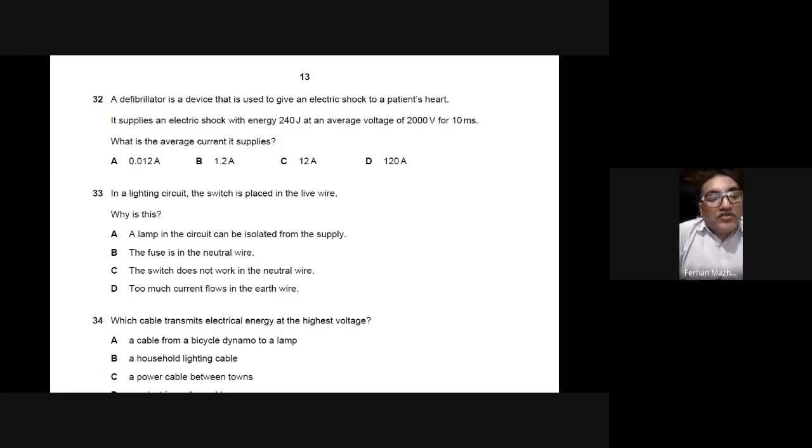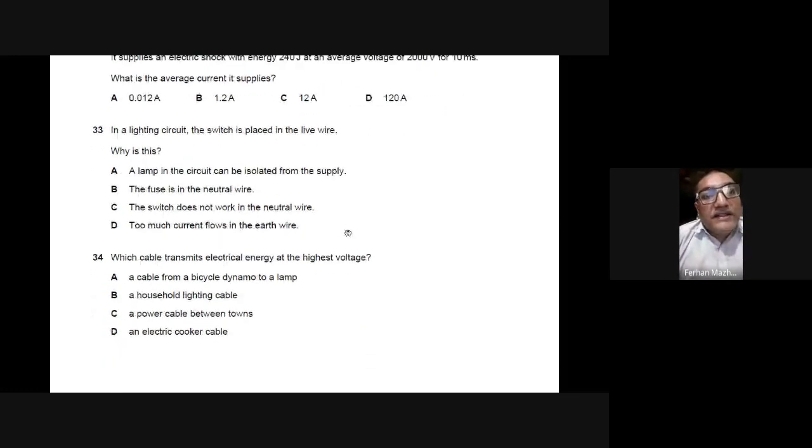So I equals Q divided by T, 0.12 coulomb divided by 0.01 second, and the answer will be 12 amperes. C is the option. For question number 32, C is the option. You can do this calculation on a register, and you will then clearly understand how this calculation is done.